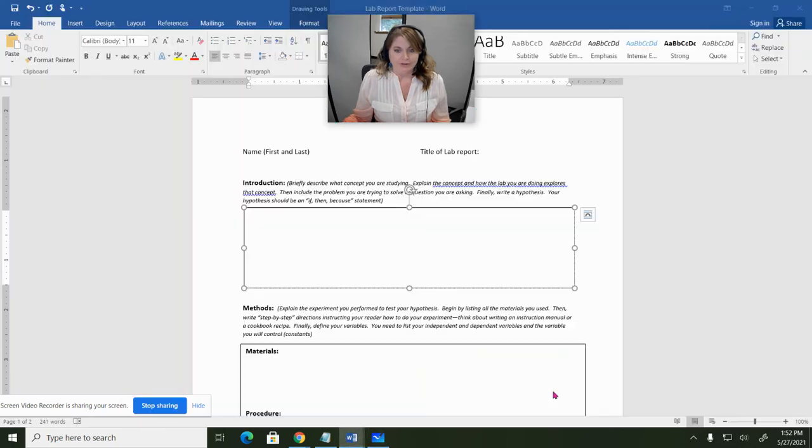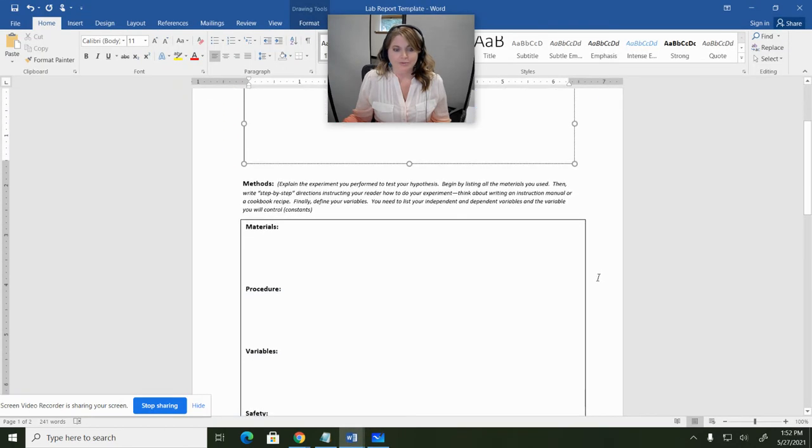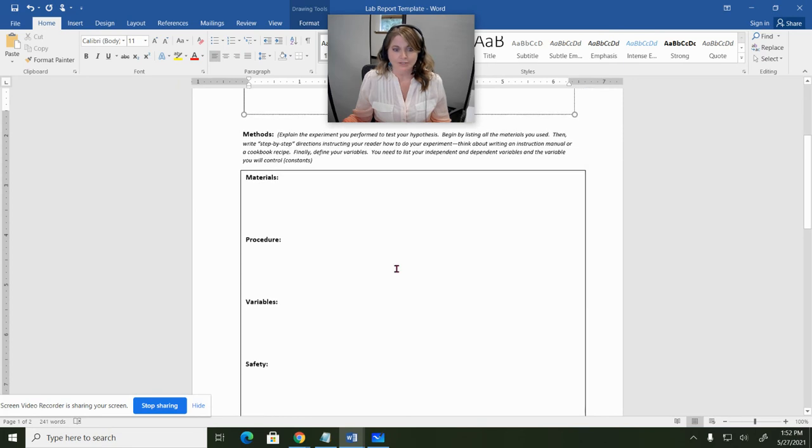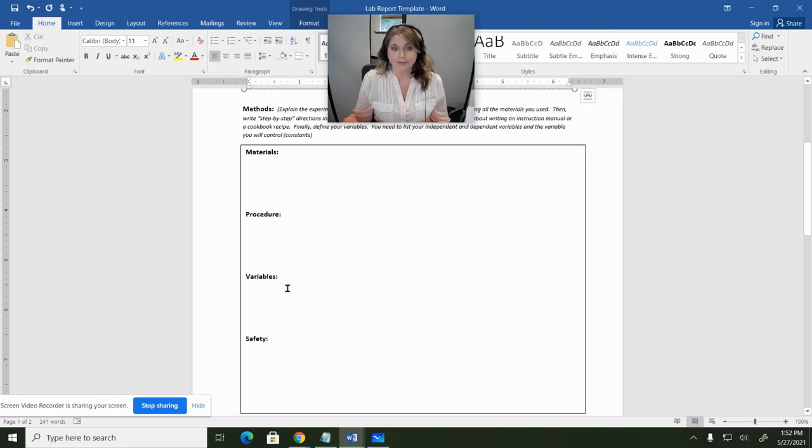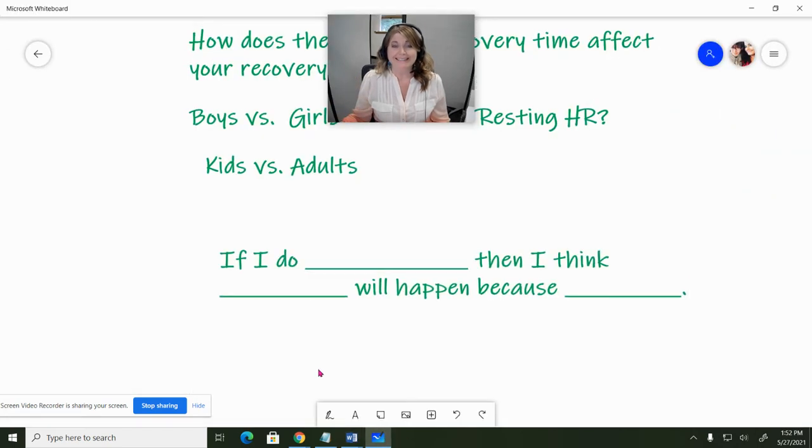Once you've completed the introduction, then it's on to the materials or the methods section. The methods section includes several parts: the materials that you need to do your experiment, a step-by-step procedure of what you did, and variables. Here you're going to include that independent and dependent variable we talked about before, but also you should include something called constants. Constants are also sometimes called controlled variables, but these are things that you did the same in all of them.